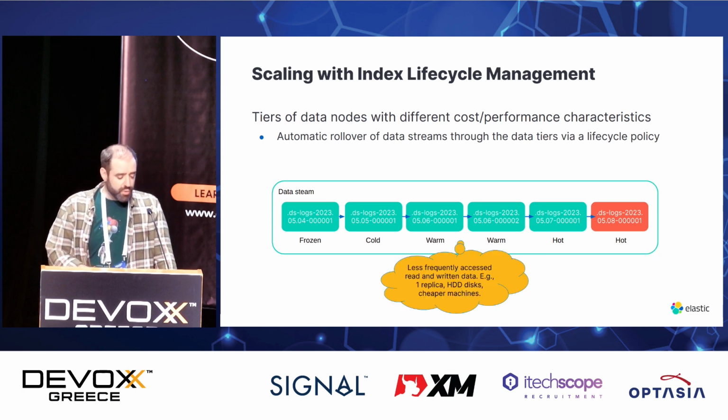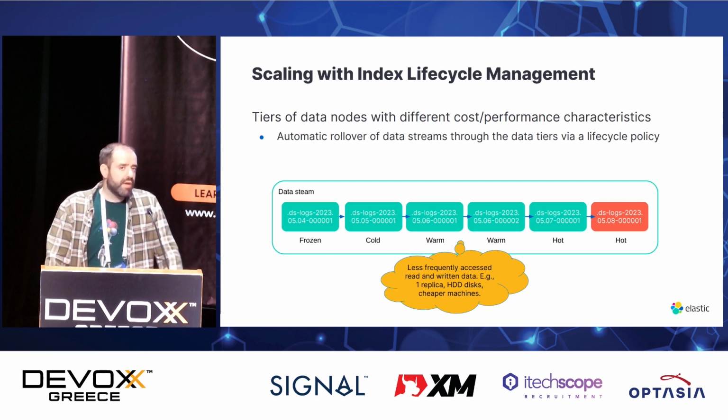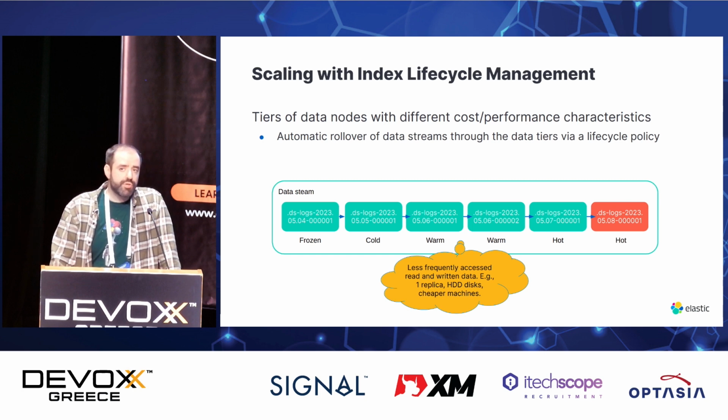As the data gets older, you might elect for the warm tier, which has, for example, cheaper and slower machines. You might elect for having only 1 replica for your shard, so a bit decreased fault tolerance, but you might also use smaller machines or magnetic disks in this case.